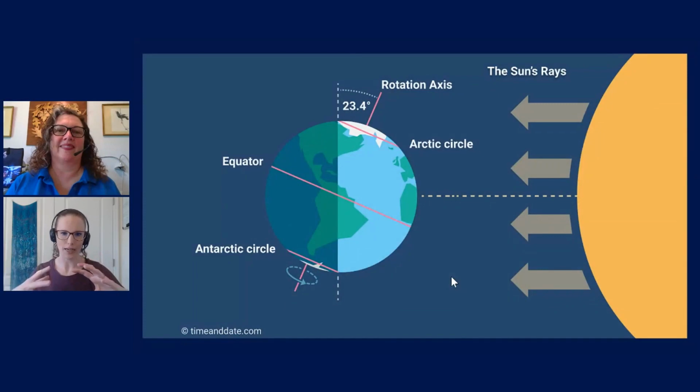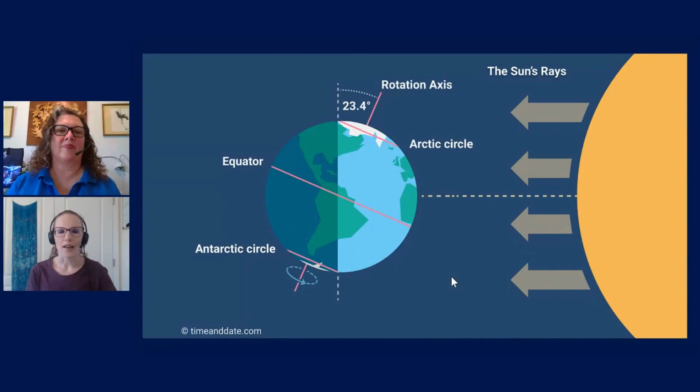Someone would like to know what the Earth would be like if it wasn't tilted, and what other planets have a similar tilt? Oh, those are two really great related questions. So I have a diagram from Time and Date that I really love that shows the tilt of the Earth and the sun shining on it.